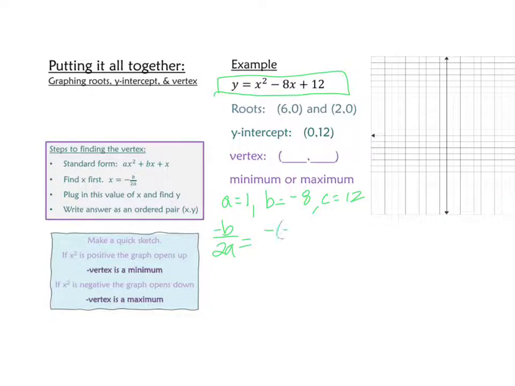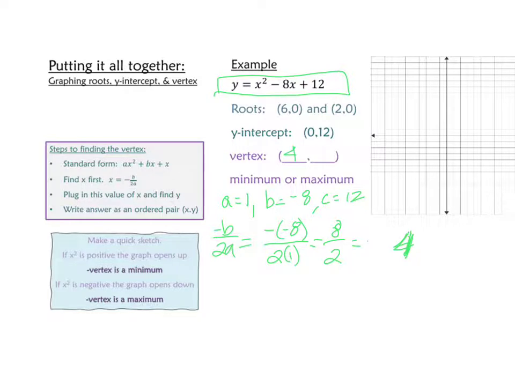So, negative b over 2a equals negative. Remember what I said about when your b is negative, that means it's two negatives, over 2 times 1. Negative negative 8, anyone? Does anybody know what that means? If you said positive 8, you are correct. 8 divided by 2 is 4.